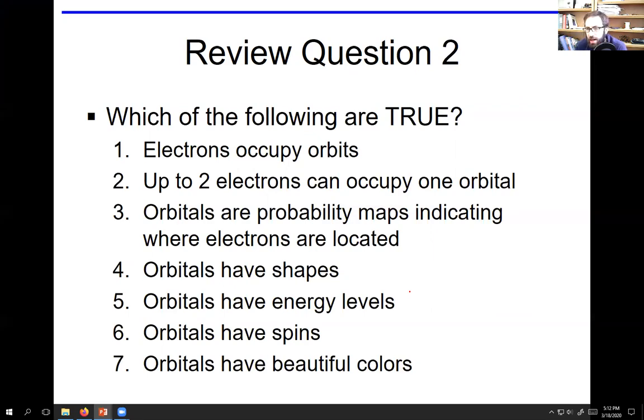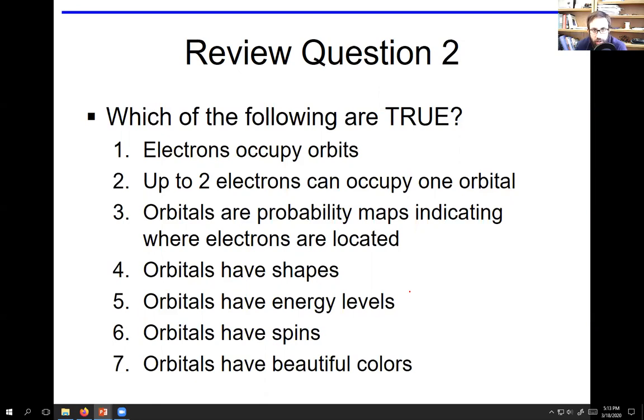Up to 2 electrons can occupy one orbital. Yeah, true. Spin up, spin down. Orbitals are probability maps indicating where electrons are located. Yes, that's what we're doing. Heisenberg's uncertainty principle tells us we can't know exactly where electrons are, but we're going to use probability maps to give us a general idea. Orbitals have shapes. Yeah, that's true. Orbitals have energy levels. That's also true.